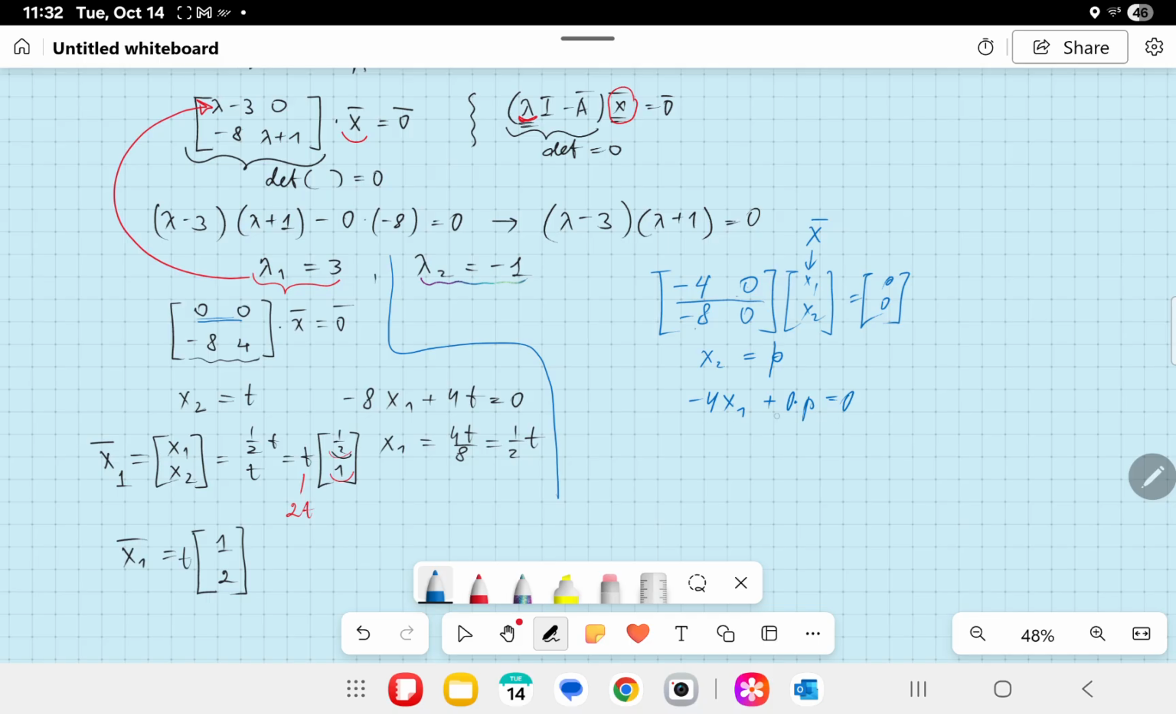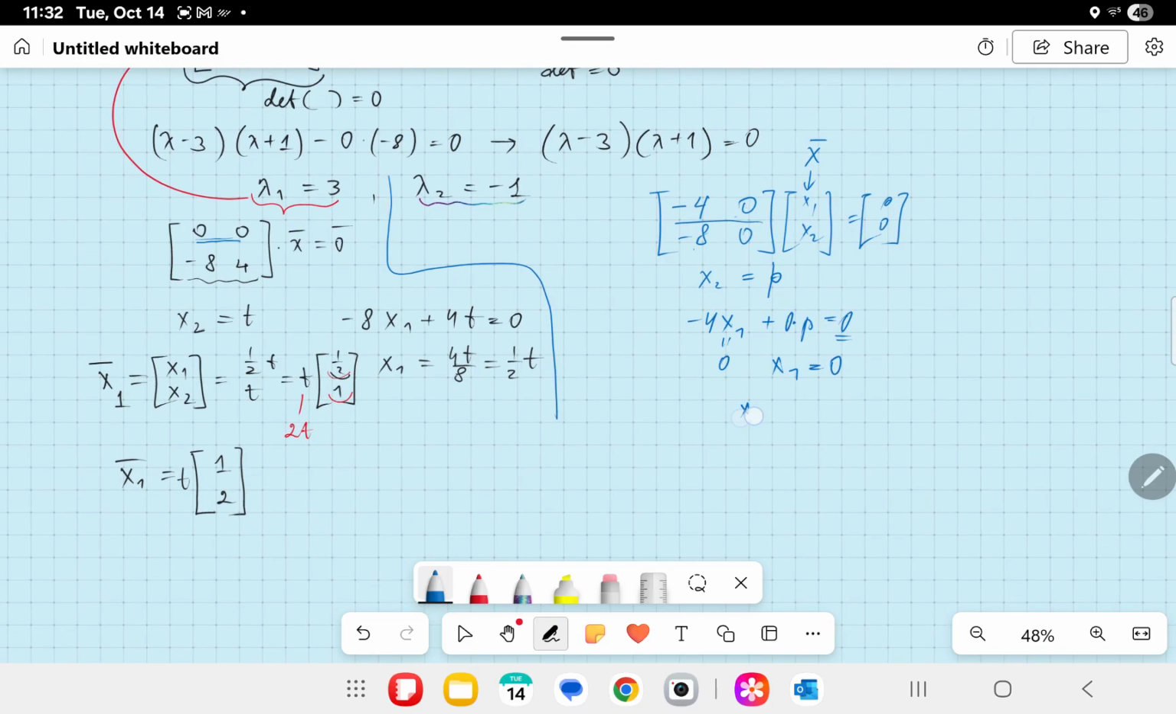By what should I multiply minus 4 to get 0? Well, by 0, so x1 equals 0. So my solution here is going to be x1 equals 0, x2 equals p. If I write it down as a vector with p like a parameter, it's going to be 0, 1, right? And that's going to be my vector x1, x2, or my second eigenvector.